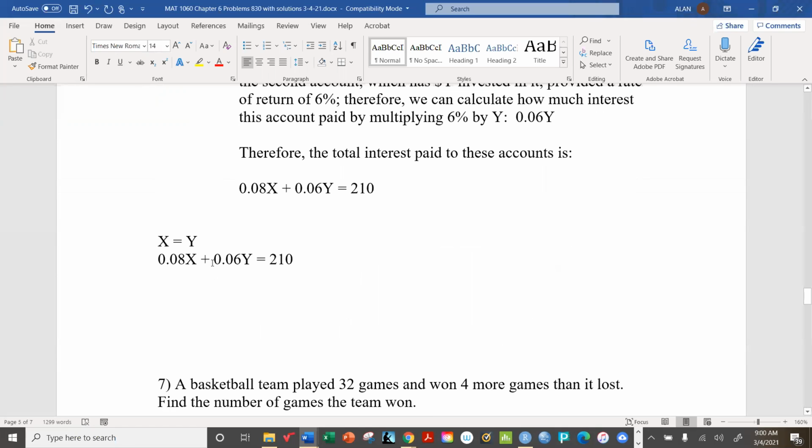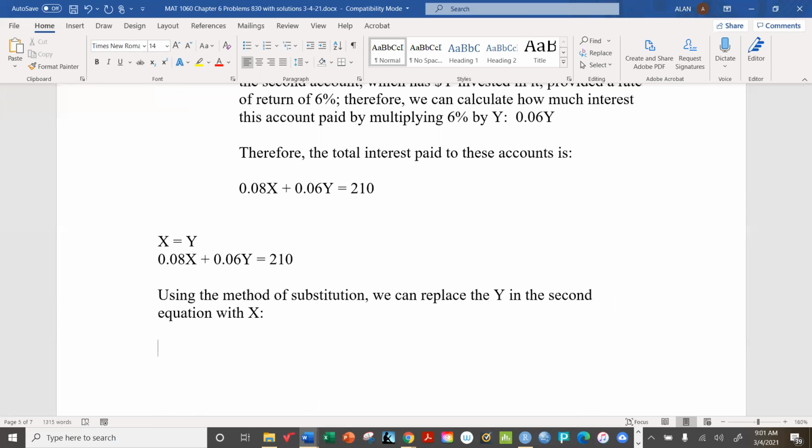Well, now this one will be very simple to deal with because using the method of substitution, we can replace the Y in the second equation with X because they're equal to each other. So we'll have 0.08X plus 0.06X equals 210. 0.14x is 210. And when we divide both sides by 0.14, it's hard to believe, but it's an exact amount. 210 divided by 0.14 is $1,500.